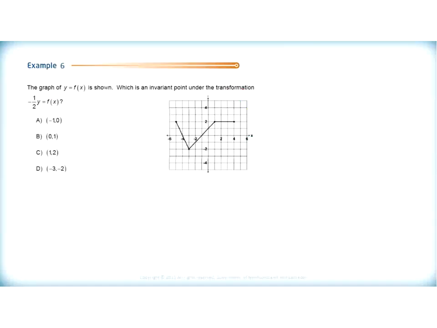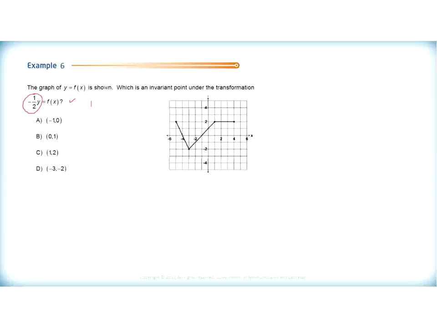So we'll look at another example here. The graph of the function y equals f of x is shown. What is an invariant point under this transformation right here? Notice now that we actually have two transformations occurring. We have both a reflection occurring and we have a vertical stretch.